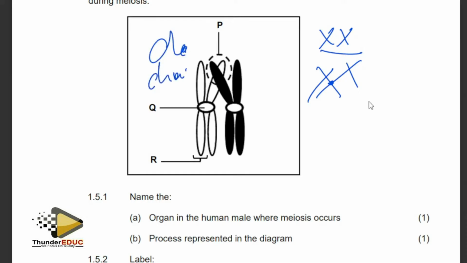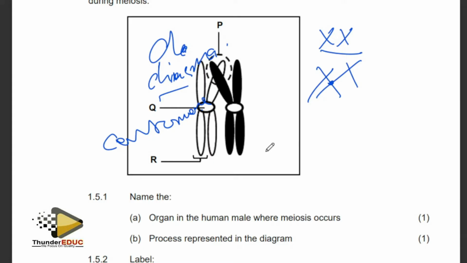C-H-I-A-S-M-A, chiasma. If singular, it is called chiasma; if plural, we call them chiasmata. This is a centromere. And then this is the chromatid. It's not a chromosome, it's a chromatid. What about this? These are homologous chromosomes.